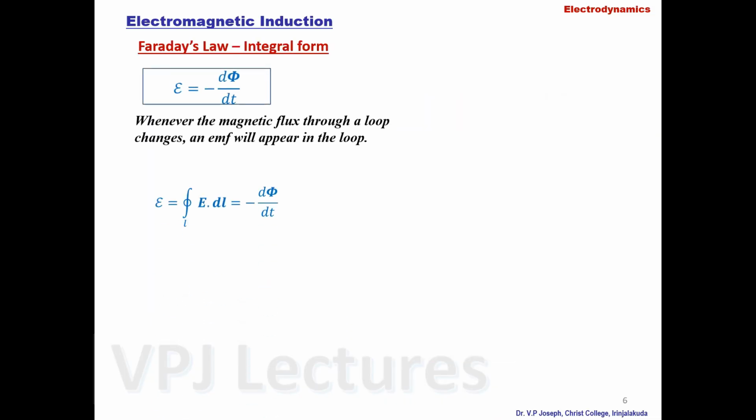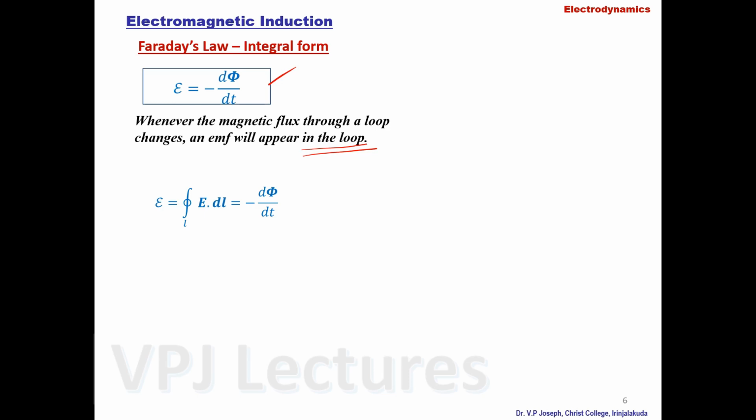Now let us explain the integral form of Faraday's law, starting from the universal flux relation, that is, E is equal to minus d phi by dt. The statement of Faraday's law may be given like this: whenever the magnetic flux associated through a loop changes, an EMF equal to minus d phi by dt will appear in the loop. So this is a statement related to Faraday's law.